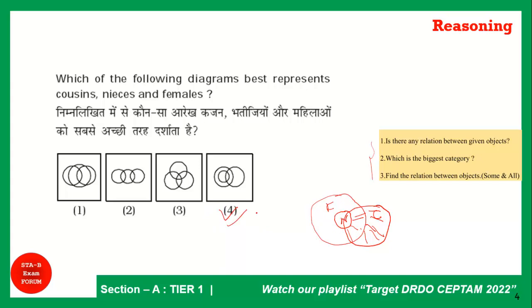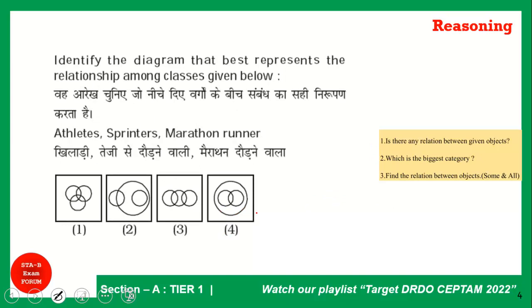Okay, coming to the next question. You have to find the relationship between athletes, sprinters, and marathon runners. Let's follow our strategy. Is there any relationship? Yes, all these three are some kind of athletes. Which is the biggest category? Athlete is the biggest category, so we draw a circle for athletes.